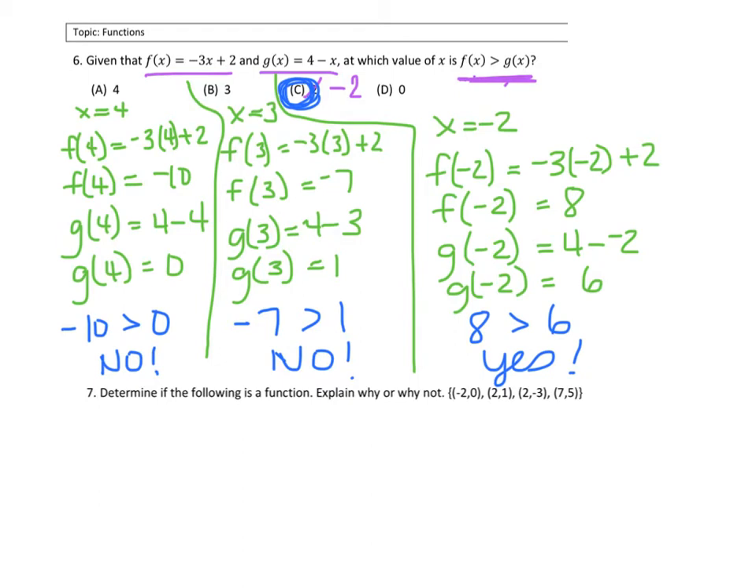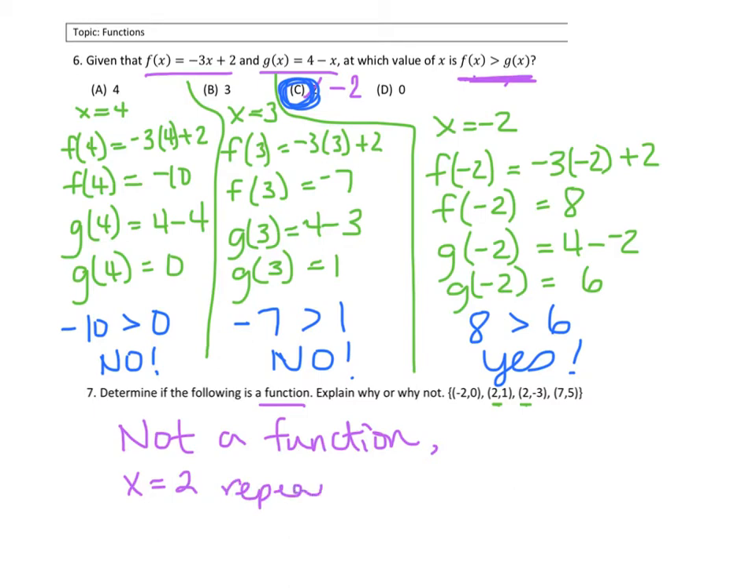Okay, number 7 is asking us to determine if the following is a function. Explain why or why not. So we look at this set of points, and we have the points (-2, 0), (2, 1), (2, -3), and (7, 5). Hopefully you're saying to yourself that this is, in fact, not a function. Okay, and why would I say that? What is my explanation? Well, you should notice that we are repeating an x value of 2 with different y values. So our explanation could be that x equals 2 repeats with different outputs.